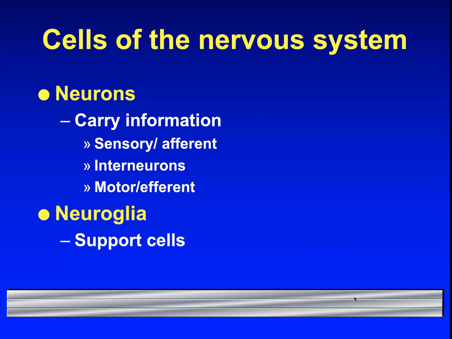They carry information. And just some terms, you may know these already, but an afferent neuron is also called a sensory neuron, and that carries information in to the brain and spinal cord. Efferent or motor neurons carry information from the brain and spinal cord to the muscles, the glands, they carry it outward. And then interneurons are in the central nervous system and they connect afferent and efferent neurons.